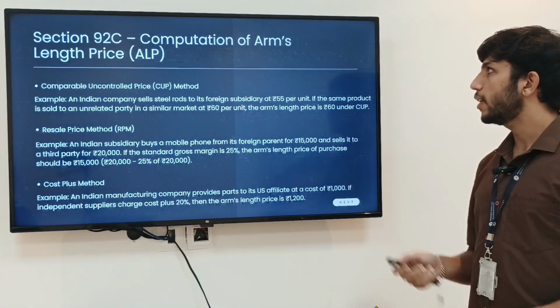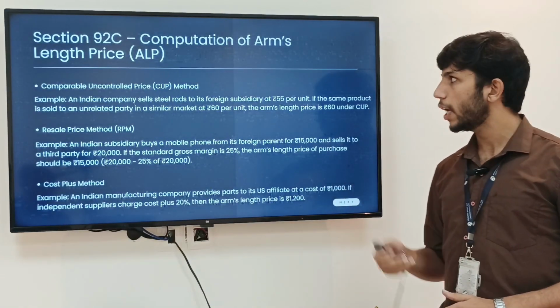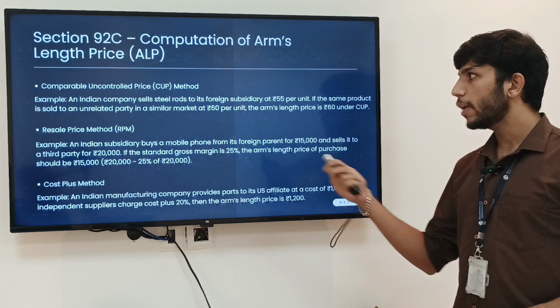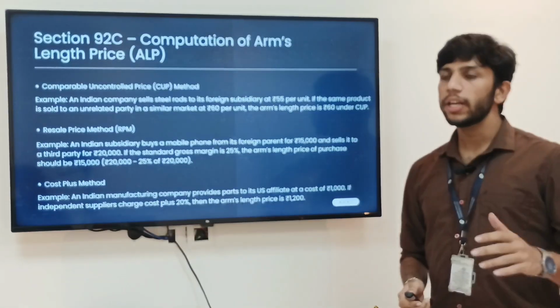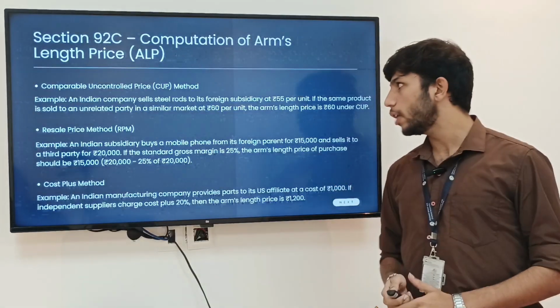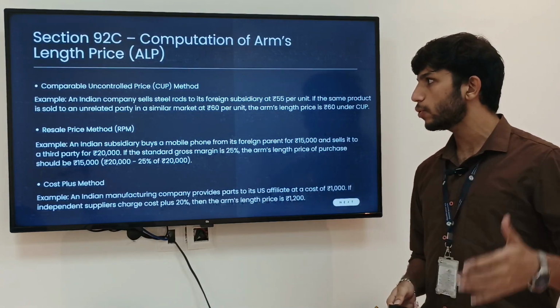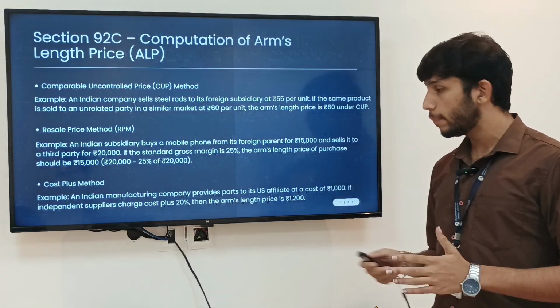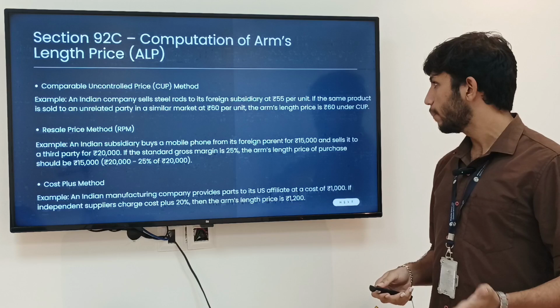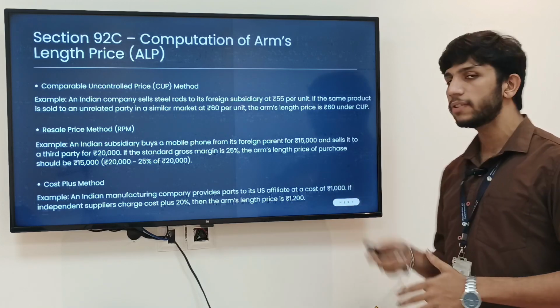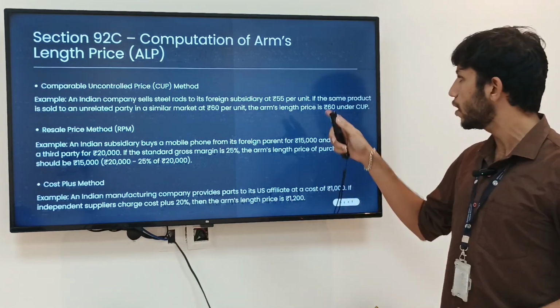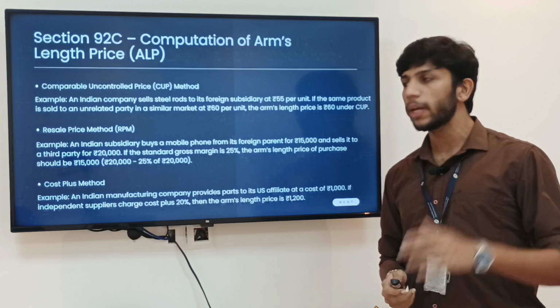Section 92C, that is computation of arm's length price, with the help of examples. Comparable uncontrolled price method. For example, if an Indian company sells steel rods to a foreign subsidiary at rupees 55 per unit, and the same product is sold to an unrelated party in a similar market at rupees 60 per unit, then the arm's length price will be rupees 60 under this method. It won't be rupees 55.